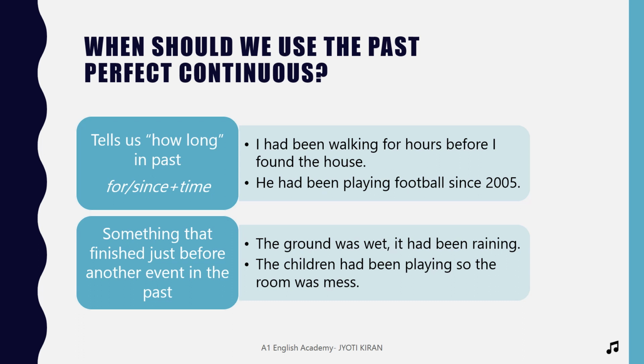For example, the ground was wet. It had been raining. So, the rain had finished before the time I am describing in the past. We could see the result of the rain. See the second example. The children had been playing, so the room was a mess. So the playing of the children is over now, but we have the result that the room is a mess.